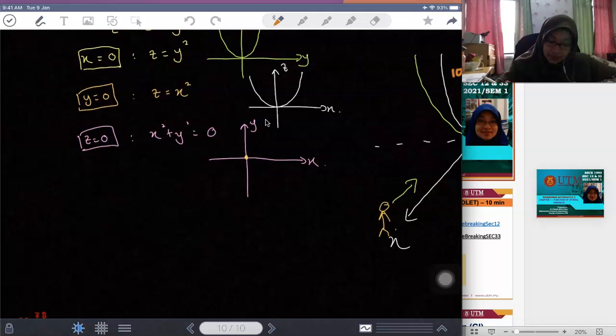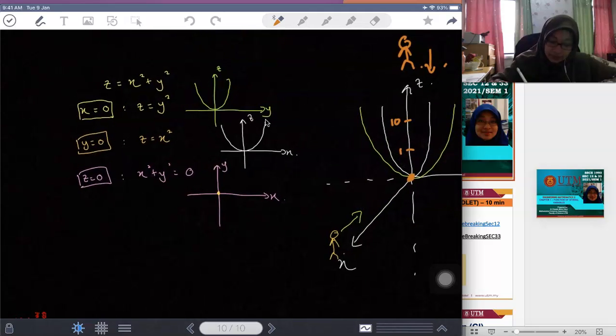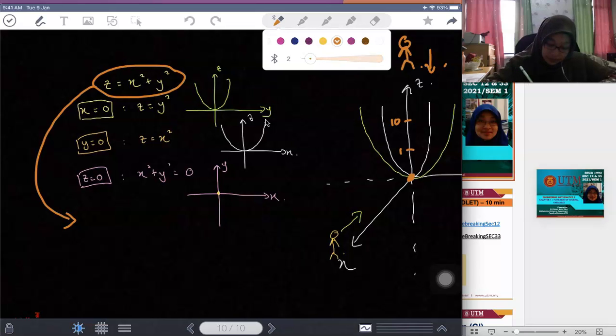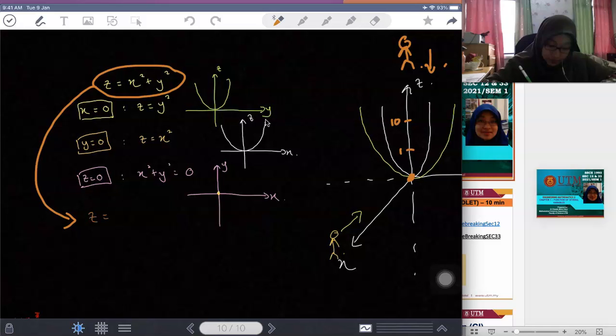So we go back to the original function provided. You can have z equal to x squared plus y squared. Just now you set it equal to 0, meaning z equal to 0. Okay, so when z equals 0, we just have a single dot.